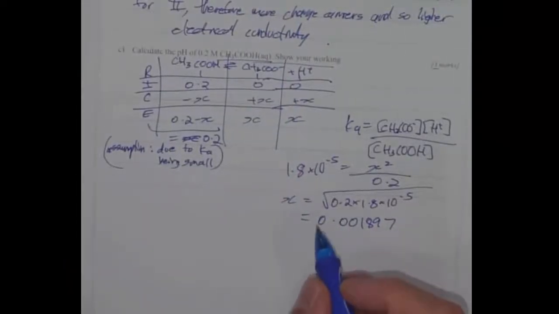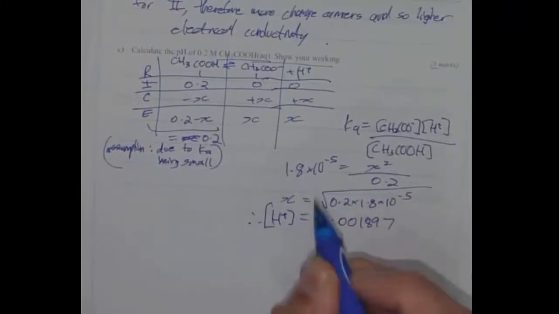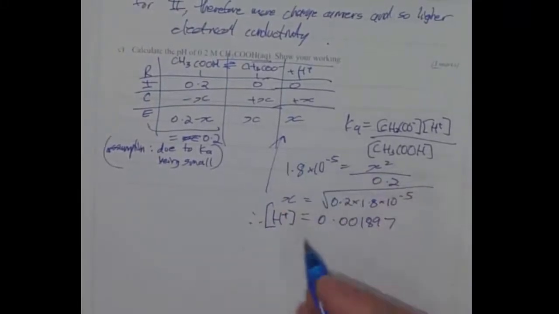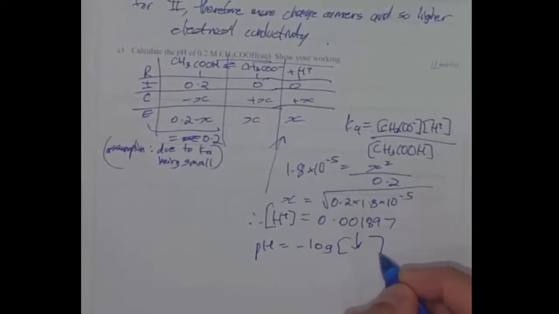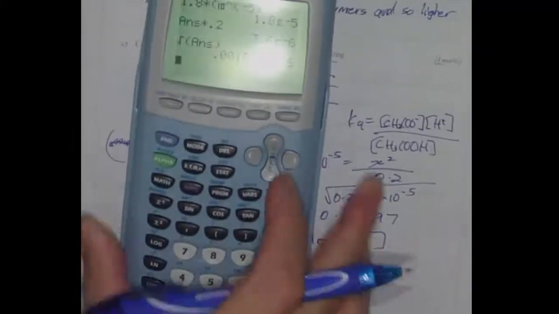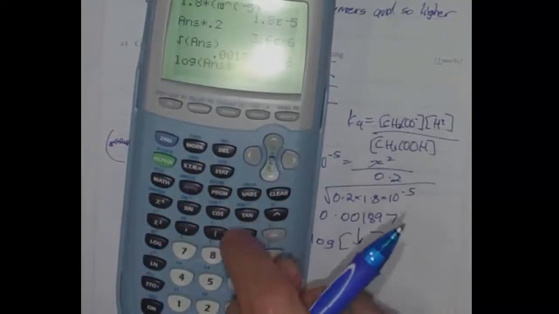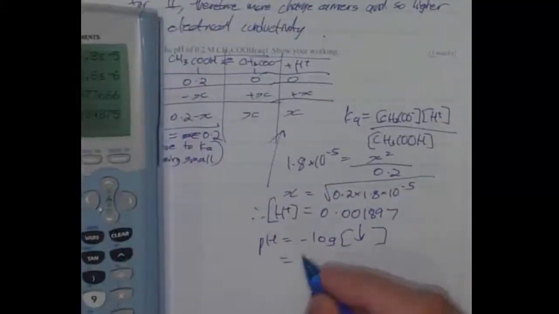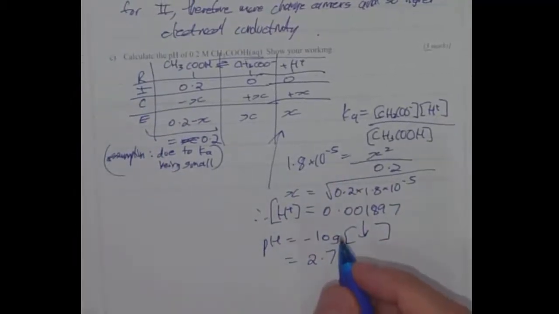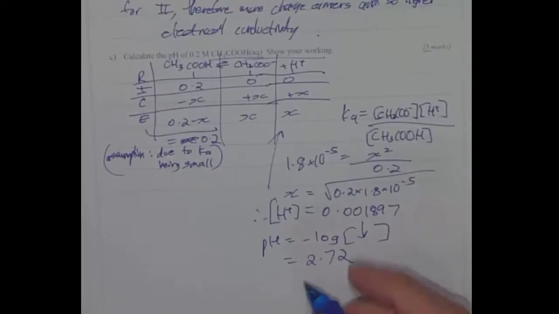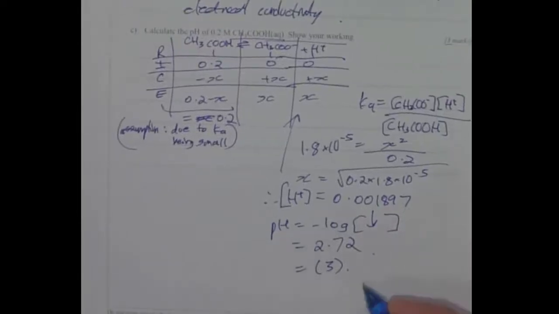All right, so what is the pH? So therefore the hydrogen ion concentration is that. So the pH equals negative log of that. Log the answer. 2.72. Technically, there's only one sig fig, so it's actually 3, because of sig figs.